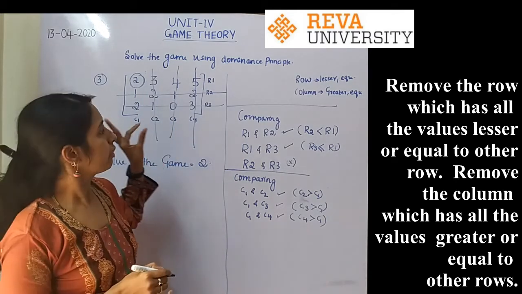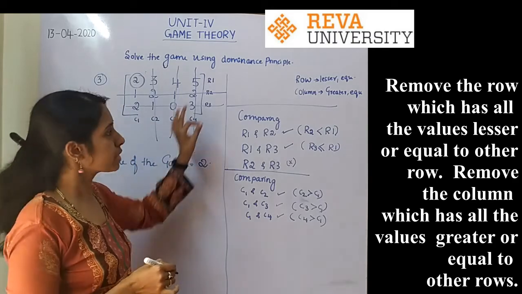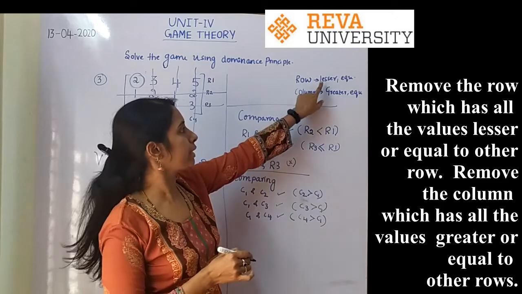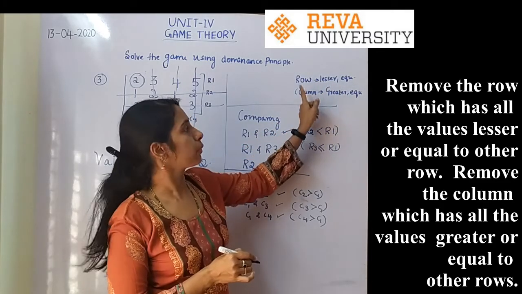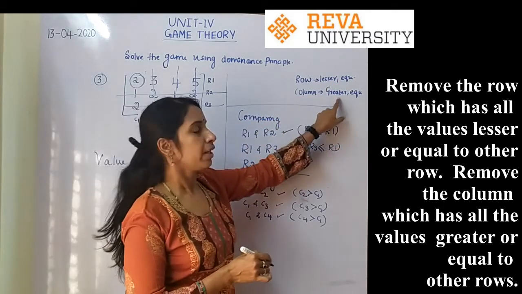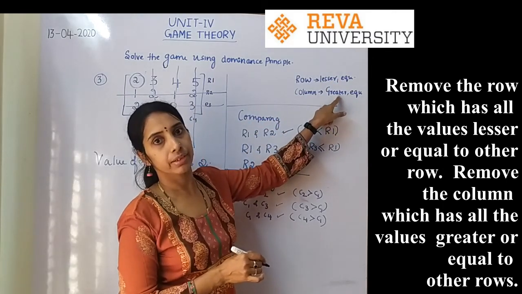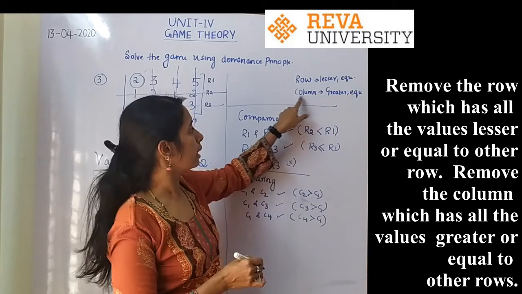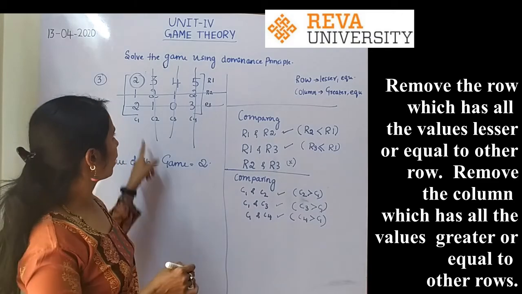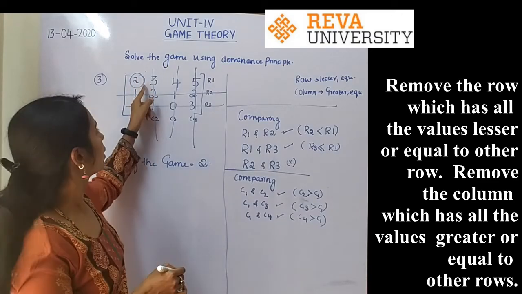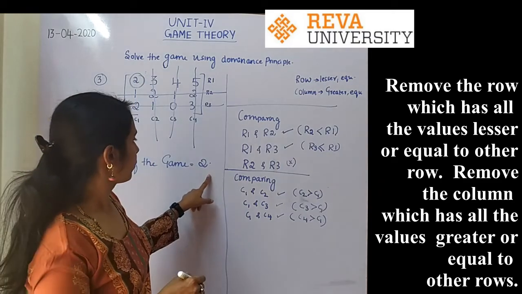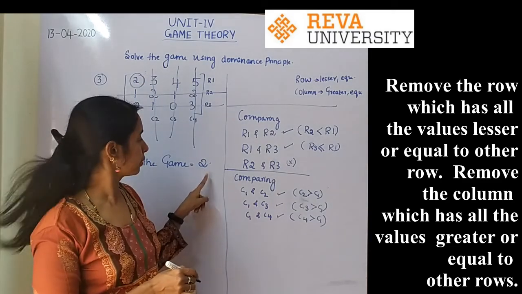Just make sure first you start with the row comparisons. Whenever you do the row comparison, the entire row should be lesser or equal. Then you rule out those rows. Whenever you do the column comparison, if the entire column is greater or equal, then you can eliminate those columns. So finally, whichever is left over, that value will be considered as the value of the game. So I hope it's clear to you.